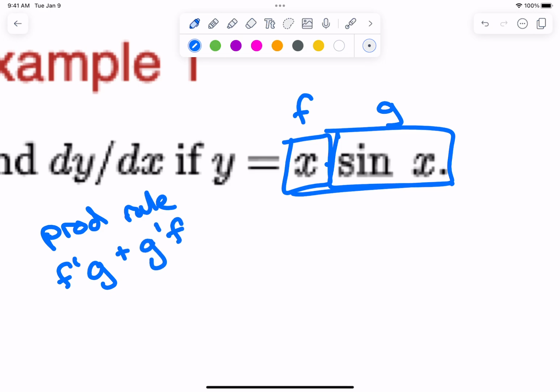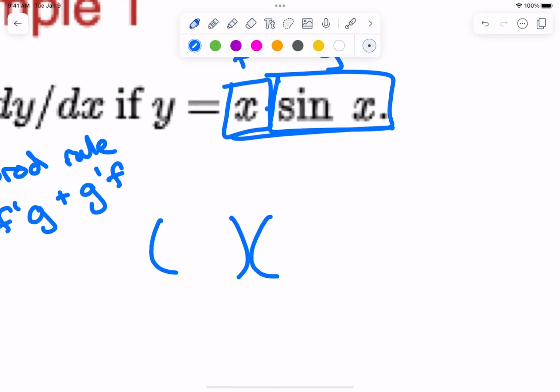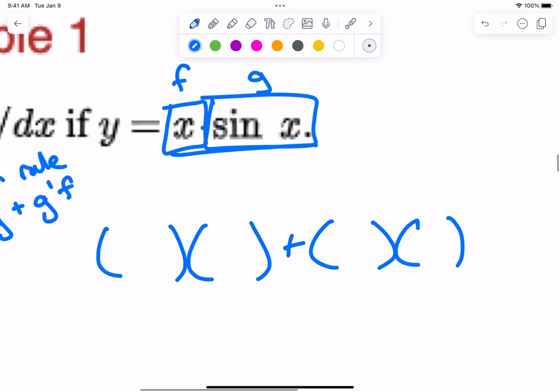Here we go. Well, wait. Okay. F prime g plus g prime f. Is it just gonna stay like this, or is it gonna get worse? No. F prime g plus g prime f.